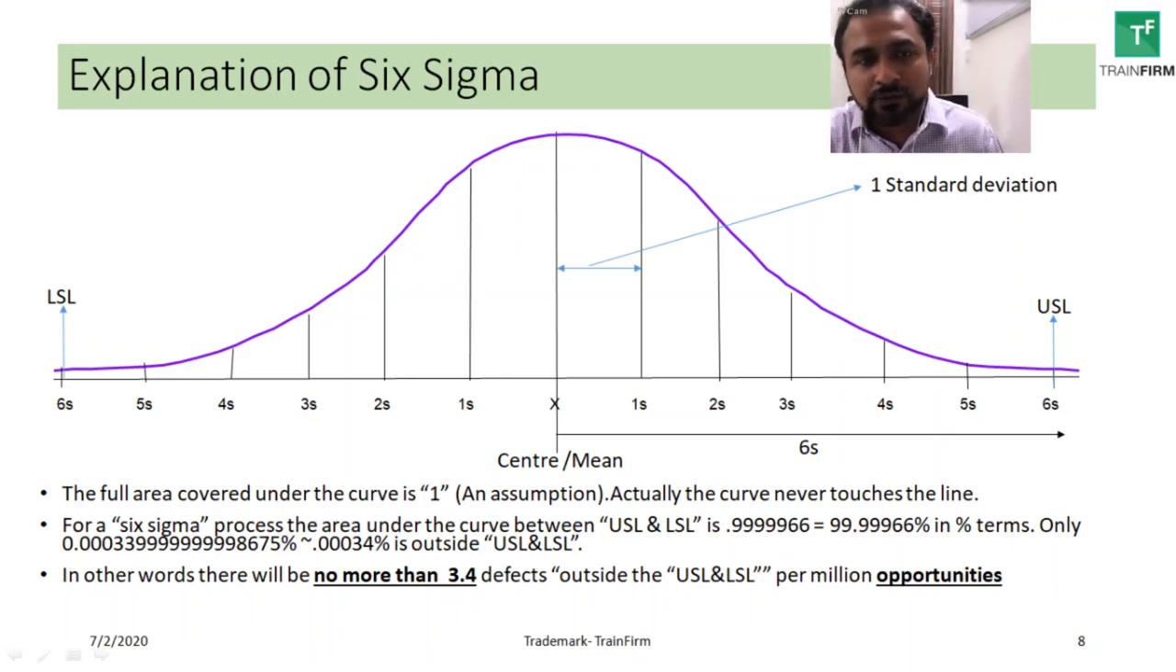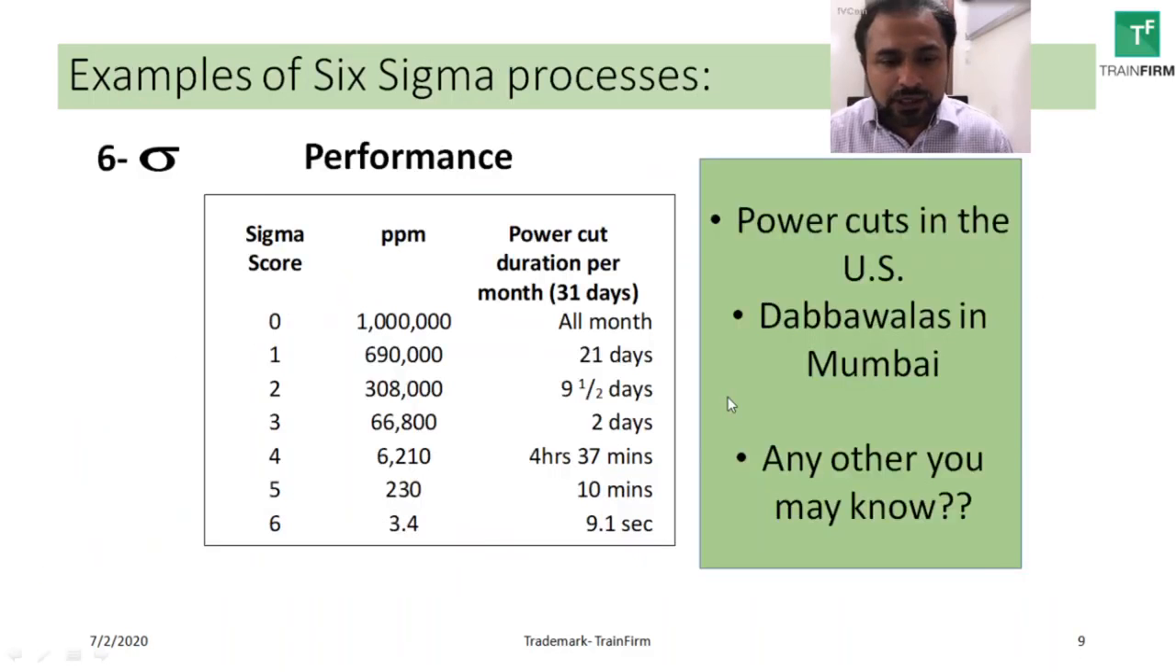If it's more than 3.4 defects, right? 3.4, not 3.4%, sorry, 0.0034%. It's very important. Or 3.4 defects when I do a million transactions, right? So if that is the case, then we call it a Six Sigma project. And this is how we graphically represent that. Okay, so now let's quickly look at some examples of Six Sigma processes.